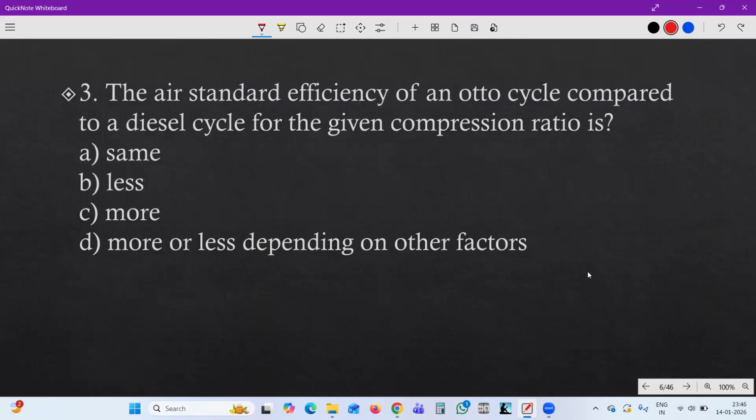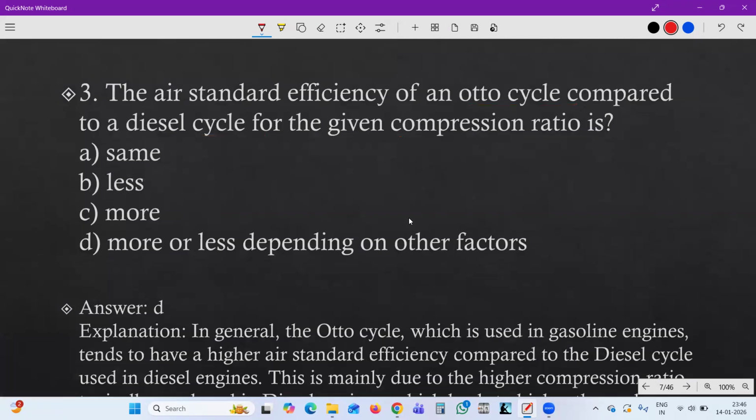Third one, the air standard efficiency of an Otto cycle compared to the diesel cycle for a given compression ratio is: same, less, more, or less depending on other factors. So let's see the answer.